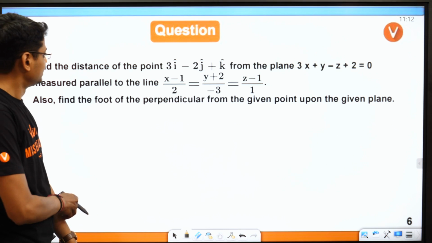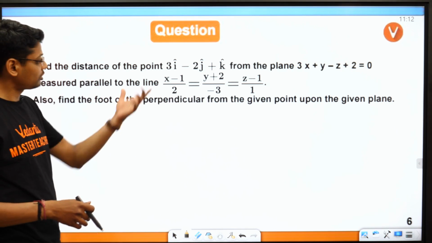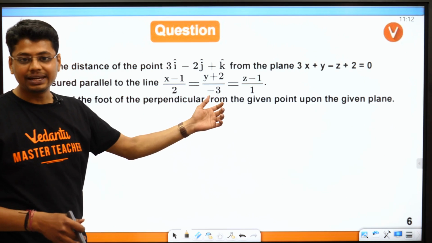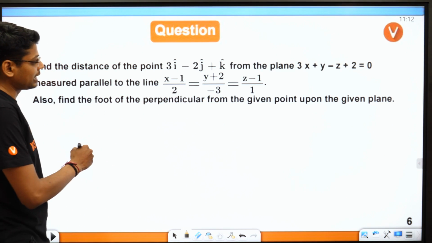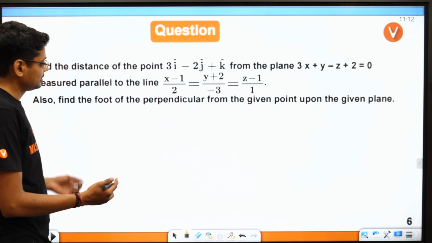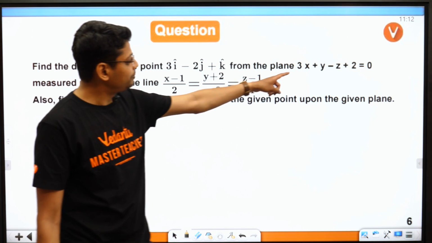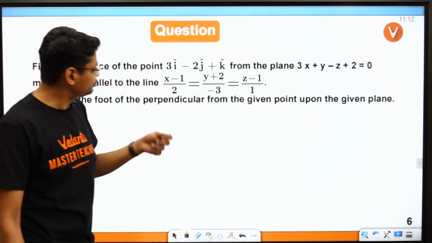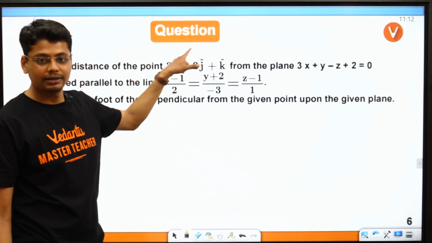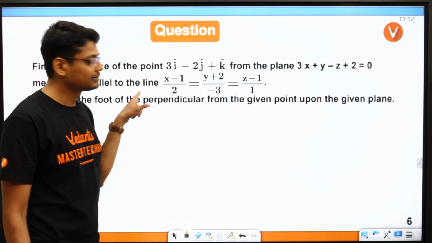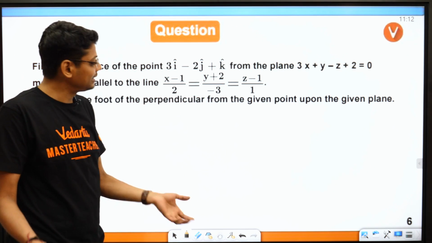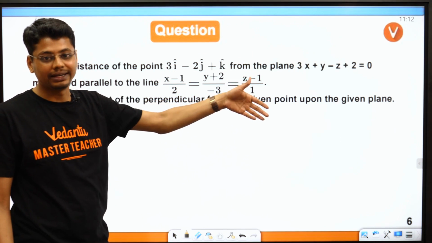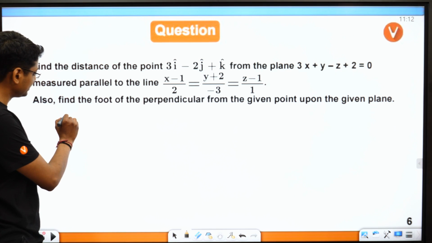So how do we proceed? Since we have been asked to find the distance of a given point from a given plane parallel to a given line, I would consider a point lying on the given plane, which if joined with this given point is parallel to this line. This is what we need, right? And then we can find the distance between this point and the point that we find, right? So let that point be A.